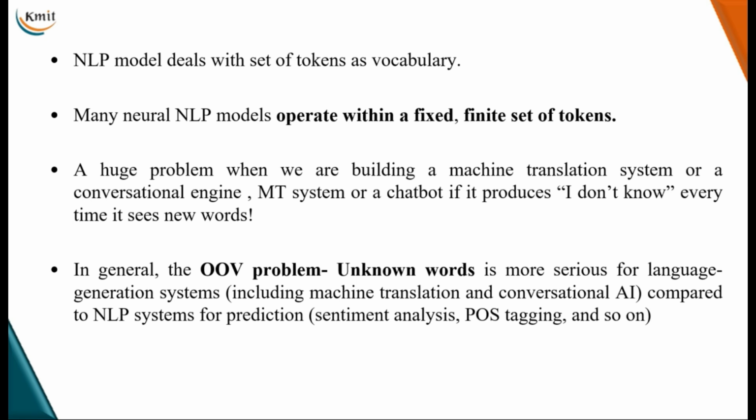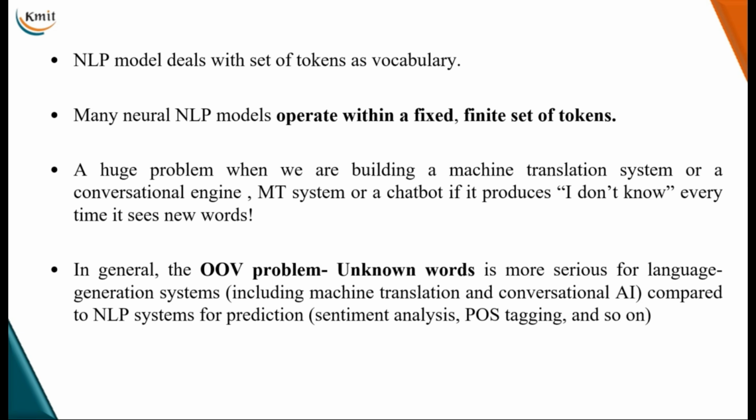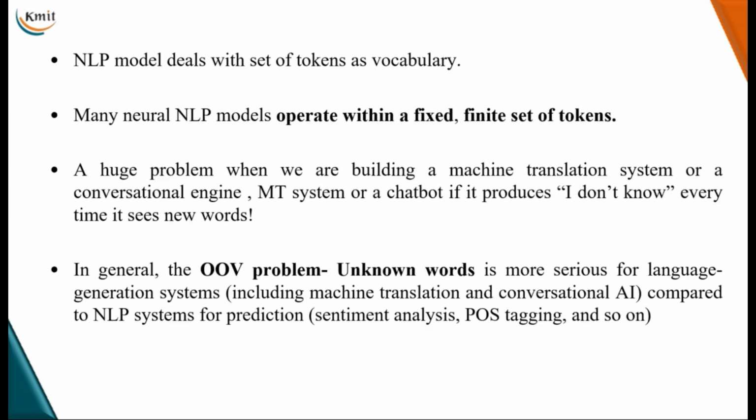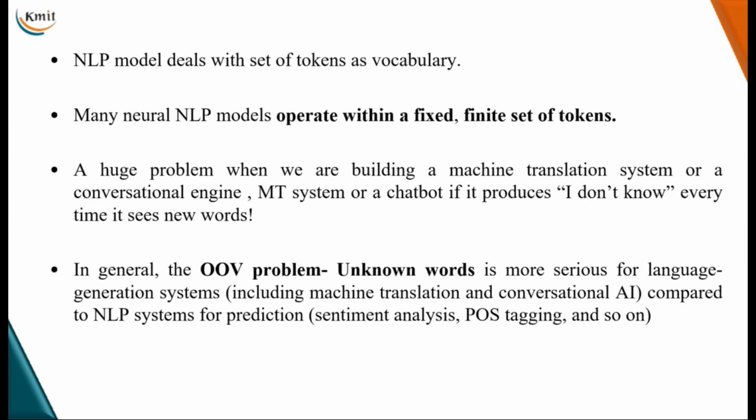So how can we do better? OOV tokens are such a big problem in NLP that there has been a lot of research work on how to deal with this problem. Okay, so we will see how we overcome this particular problem by using these two techniques, that is character models and subword models. These two techniques are commonly used for building robust neural NLP models which solve this problem of unknown words or out of vocabulary words in the process of tokenization.